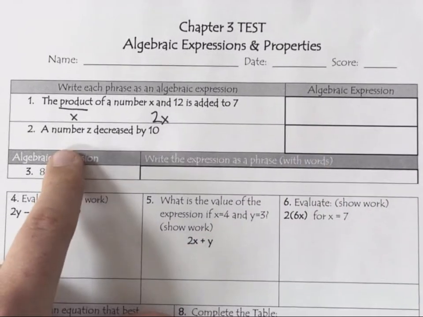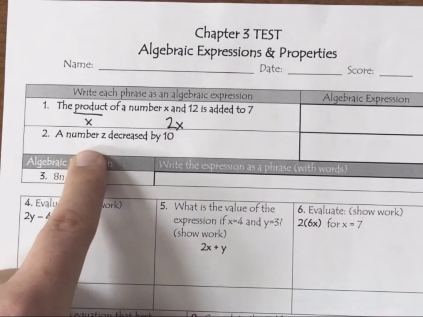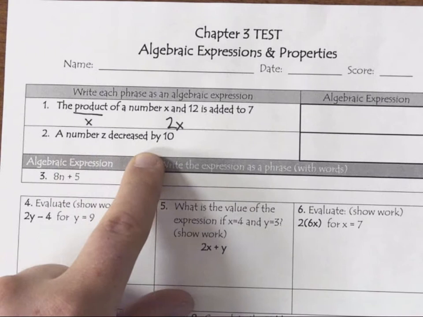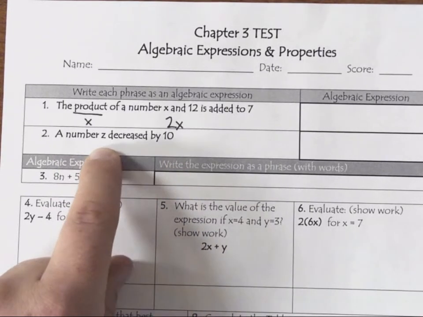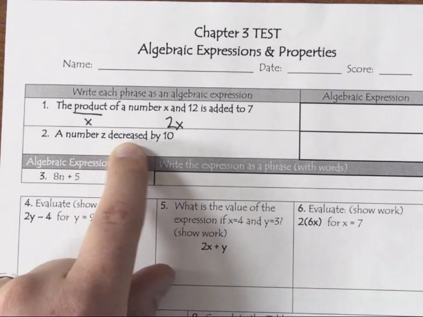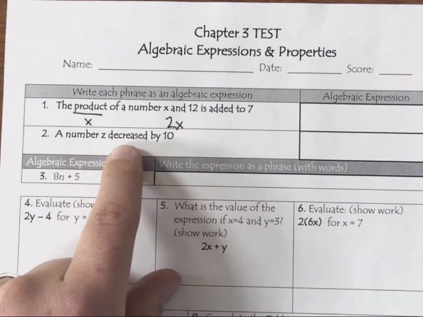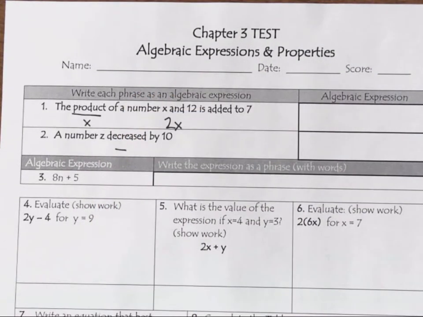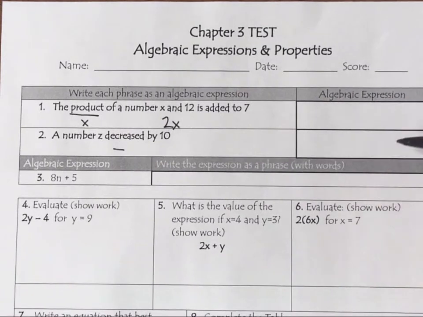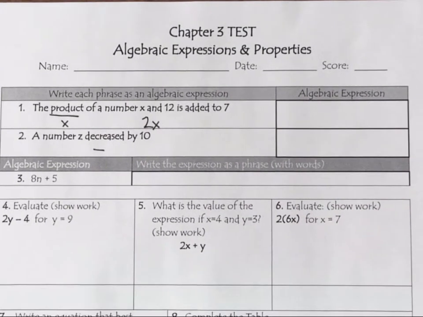Number 2, a number z decreased by 10. So again, we're writing an algebraic expression, and z, our variable z, is going to be decreased by 10. Decreased means to subtract. So a number z is decreased by 10. So write an algebraic expression that might represent z being decreased by 10.